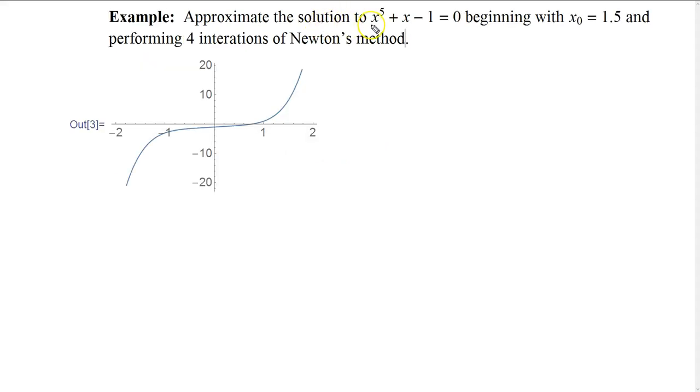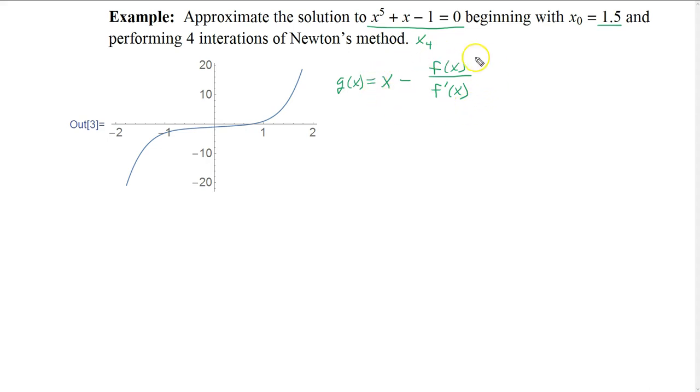In this example, we want to approximate the solution to x to the 5th plus x minus 1 equals 0, beginning with an initial guess of 1.5. We want to perform 4 iterations of Newton's method, so we will eventually find x4. Remember Newton's method, we have to iterate this function. So this is the function that we have to set up. We'll call that g of x.